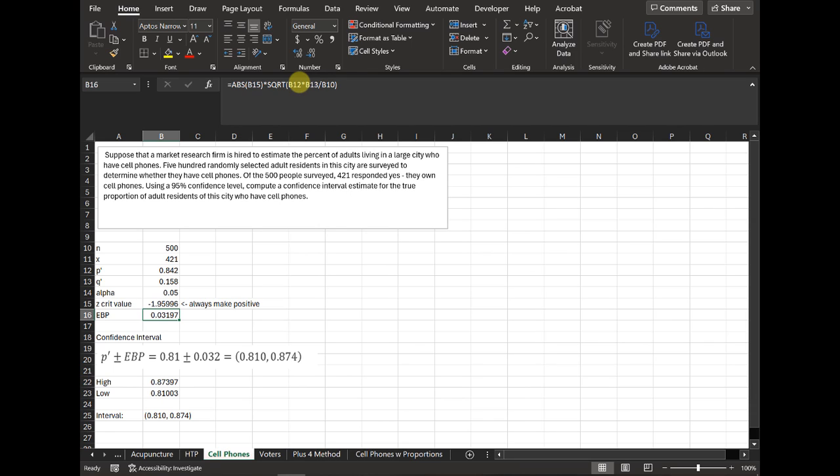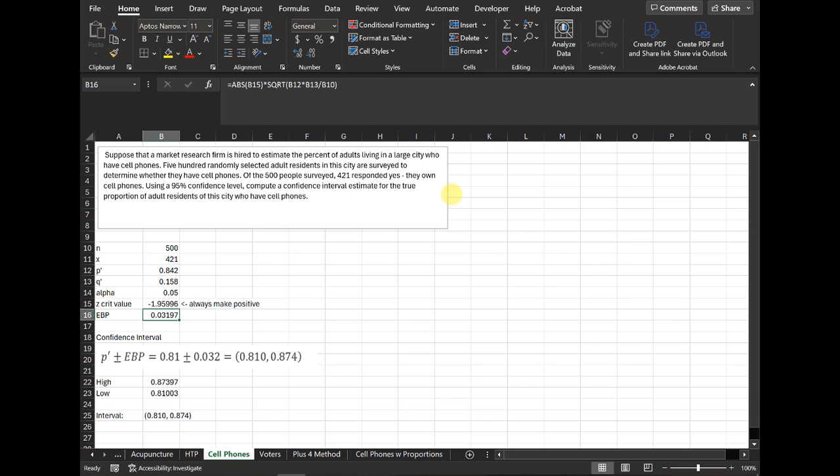Now, in this case, the way that you calculate your error bound is a little bit different than how we did it for our means. Notice what I have here. I take my critical value, and then I multiply that by the square root of my P prime times my Q prime divided by my N. All of that is in a square root. So this is how you get your error bound for your proportions. It's different from your error bound for means.